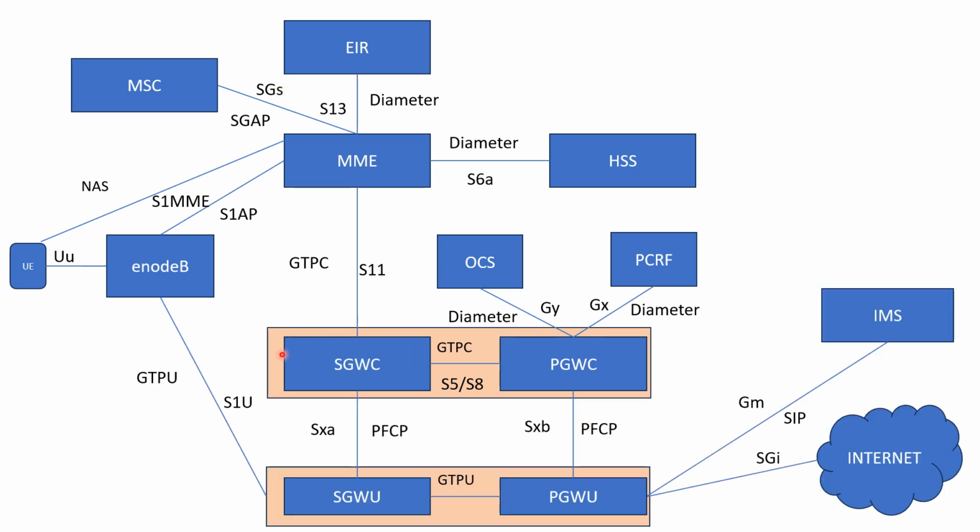Here, if you see, we have S gateway C, S gateway U, P gateway C, and P gateway U. The interface between S gateway C and S gateway U is SXA and the PFCP protocol. The interface between P gateway C and P gateway U is the SXB interface and the PFCP protocol.